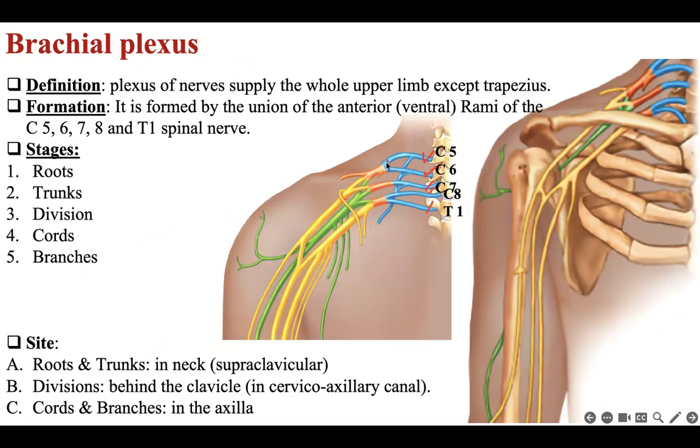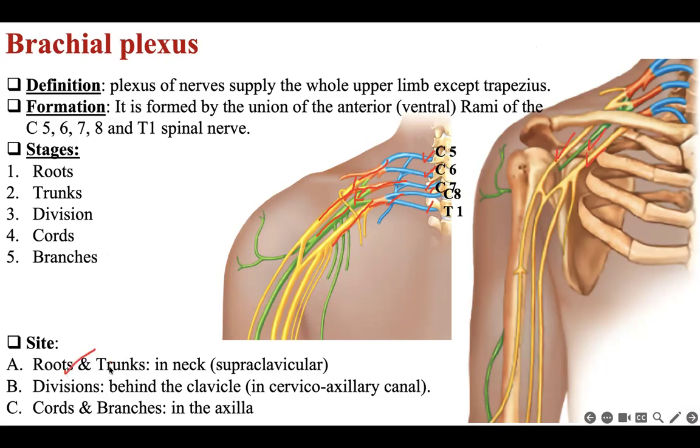C5 and C6 will unite to form the upper trunk. C7 alone is the middle trunk. C8 with T1 will be the lower trunk, and each will be divided into anterior and posterior divisions. The anterior of the upper with the middle will be the lateral cord. The anterior of the lower will be the medial cord, and the posterior of all will be the posterior cord. So we have three cords as we see here: lateral cord, medial cord, and the posterior cord, in relation to the artery.